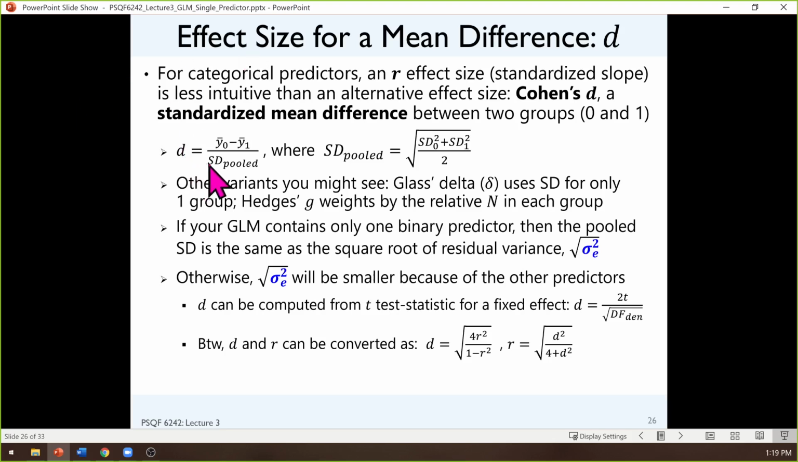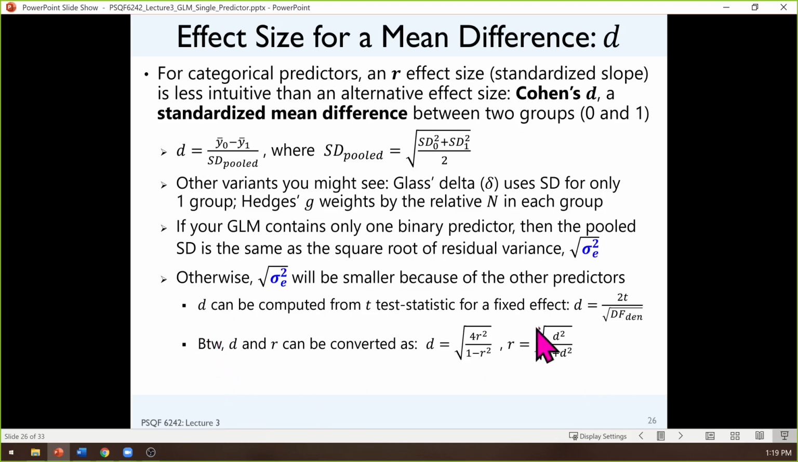And so SD pooled in this case works out to be the residual variance of the model. So the square root of the residual variance is SD pooled when you only have one group as a predictor in the model. There's a bunch of kinds of these. So people have come along and tweaked this formula and added their name to it. So here's a couple examples of that. But the concept of a D-type effect size is still valid. It's still standard deviation units apart.